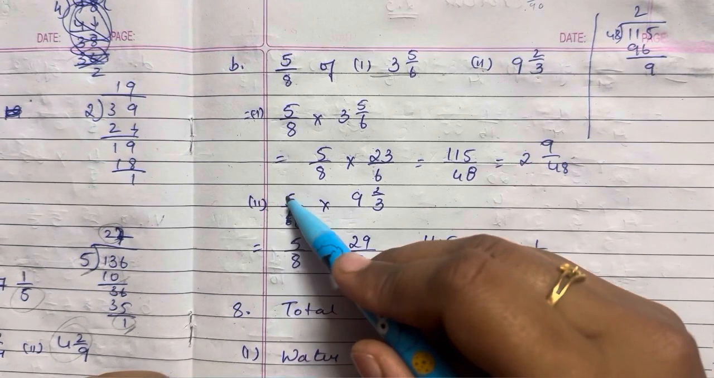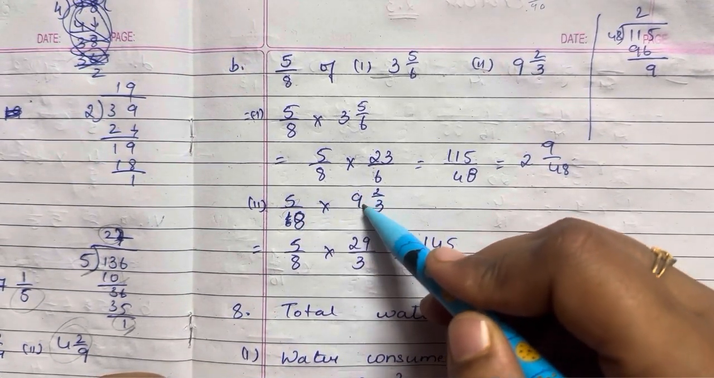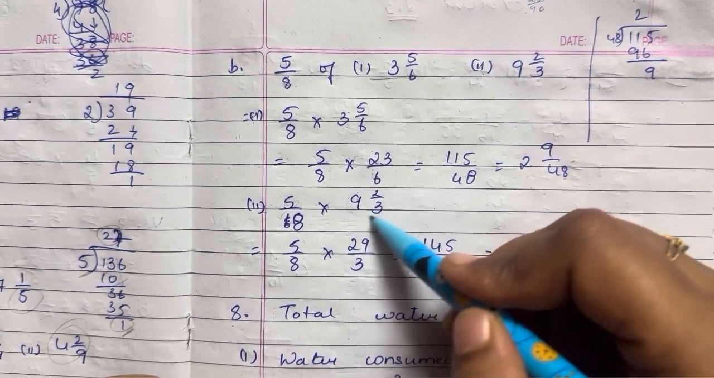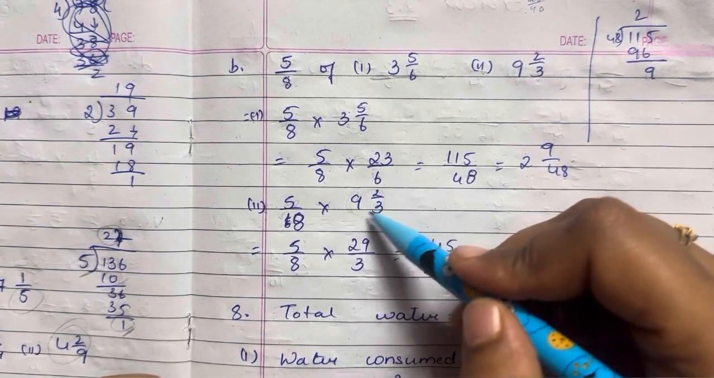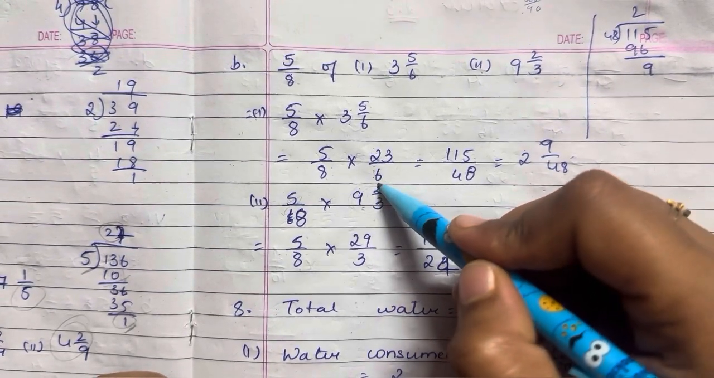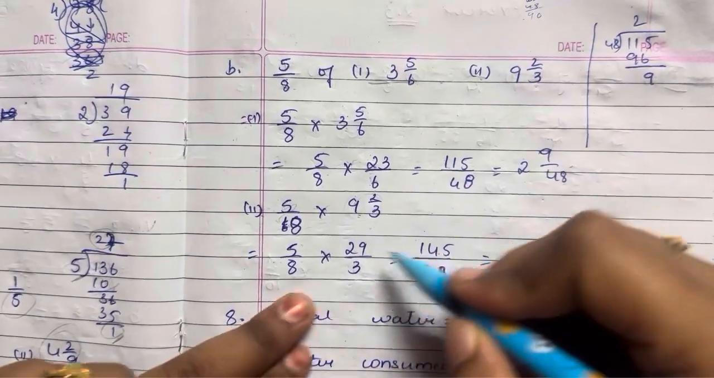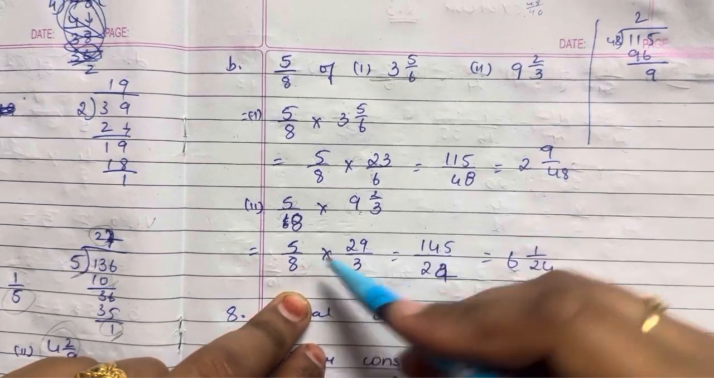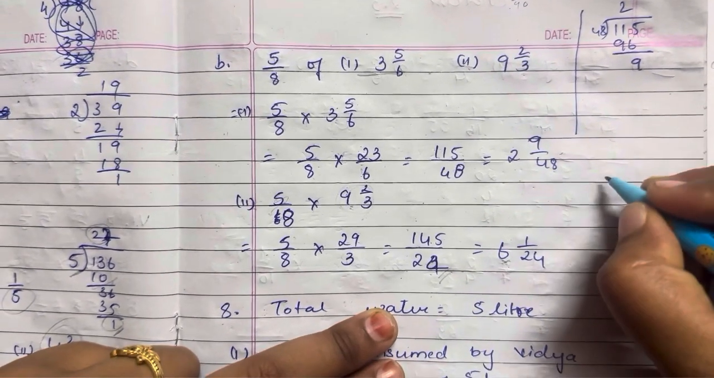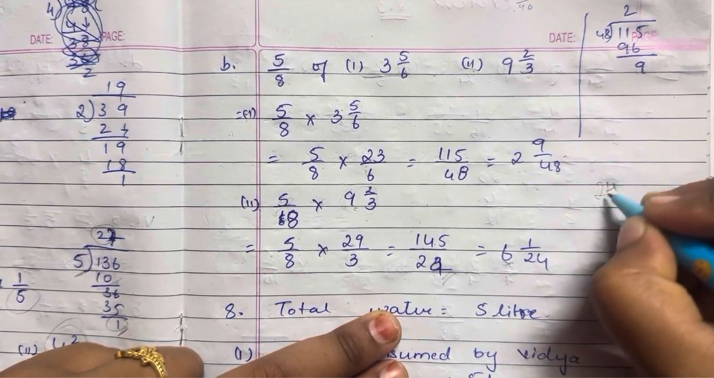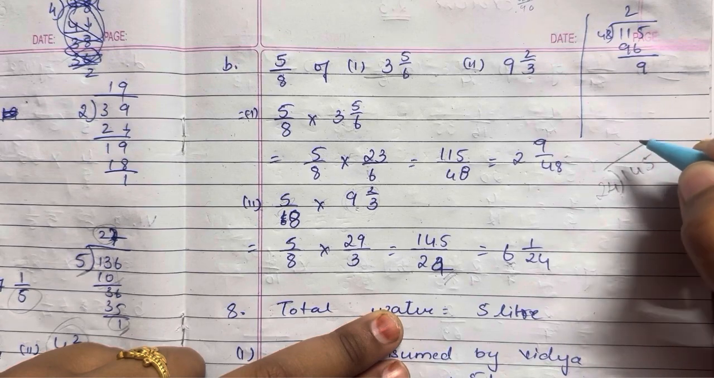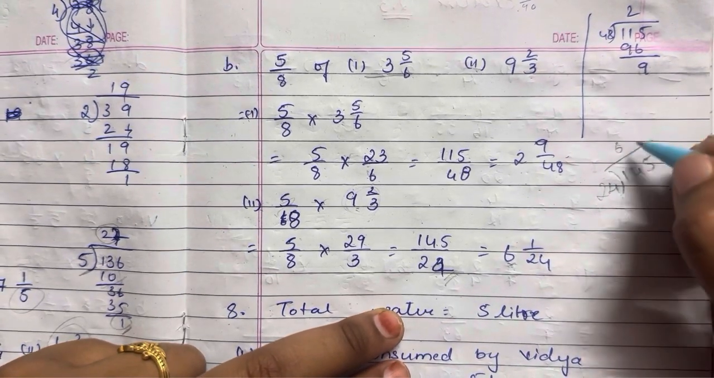And here 5/8 into 9 2/3. So I have written 5/8 into, this one we have to convert into a proper fraction, that is 3 9s are 27, 27 plus 2 is 29/3. Now we have to multiply: 29 into 5 is 145, and 8 × 3 is 24, equals, so this one we have to convert into a mixed fraction, that is 145 by 24. Okay, so 24 1s are 24, 6 are, I don't know how much, you just calculate this one.